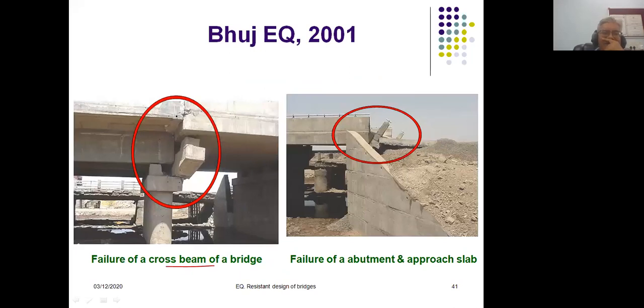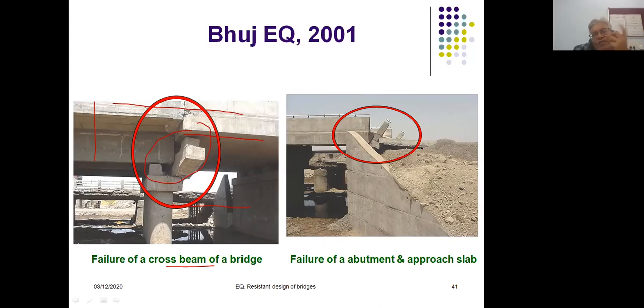Many times we have such systems where there is a large span on one side and a smaller span on the other side, and the pier caps carry different kinds of superstructures. Here there is a large span, so maybe a box girder superstructure is placed, and here there is a small span, so only a slab superstructure is placed. Just to maintain the same top level, you see the cap having a different depth. When such options or alternatives are used, we need to be careful, otherwise the failure is going to take place.